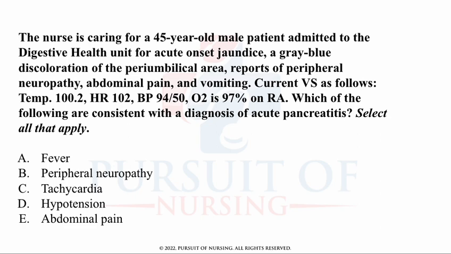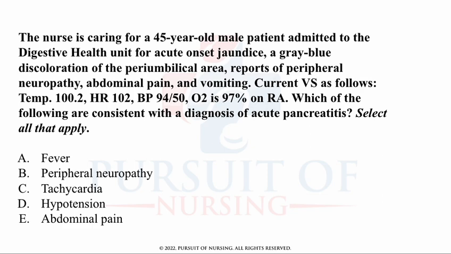All right, this is a multiple response, select all that apply style question. It will test your knowledge of physiological integrity. The nurse is caring for a 45-year-old male patient admitted to the digestive health unit for acute onset jaundice, a gray-blue discoloration of the periumbilical area, reports of peripheral neuropathy, abdominal pain, and vomiting. Current vital signs as follows: a temp of 100.2, heart rate of 102, BP 94/50, and O2 is 97% on room air. Which of the following are consistent with the diagnosis of acute pancreatitis?